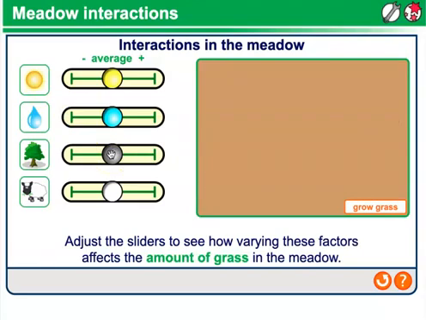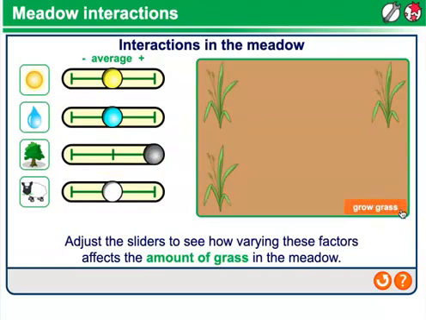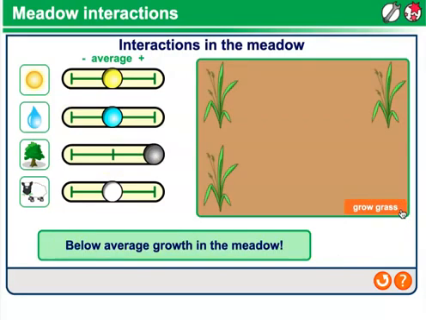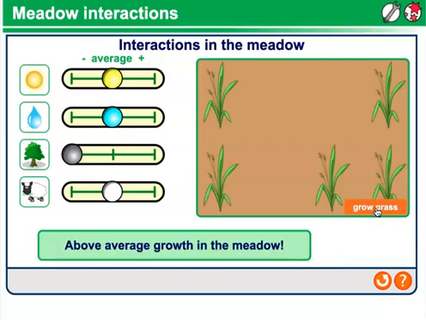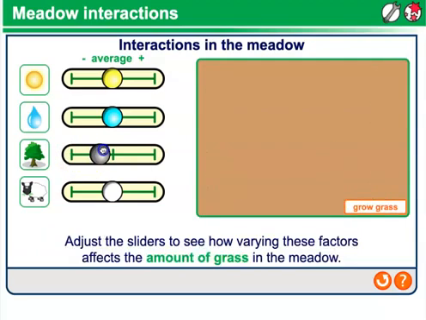The amount of shade. If the amount of shade increases, then we will have below average growth in the meadow. If the amount of shade decreases, we will have above average growth. And the same thing with predators. The larger the number of predators, the decrease in the amount of grass growth. If we have fewer predators, we will have an increase in the grass growth.